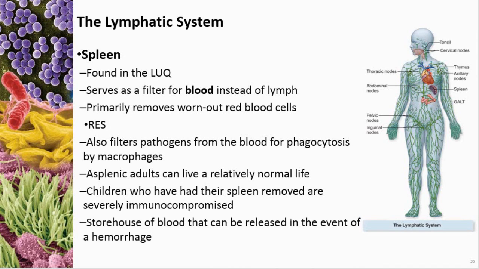Another function is as a storehouse of blood. So your spleen can release massive amounts of blood in the case of a hemorrhage. And another thing that for some reason isn't mentioned here is it's also a storehouse for platelets as well.